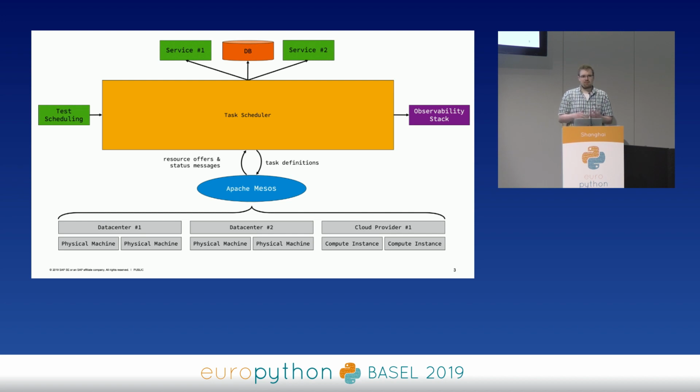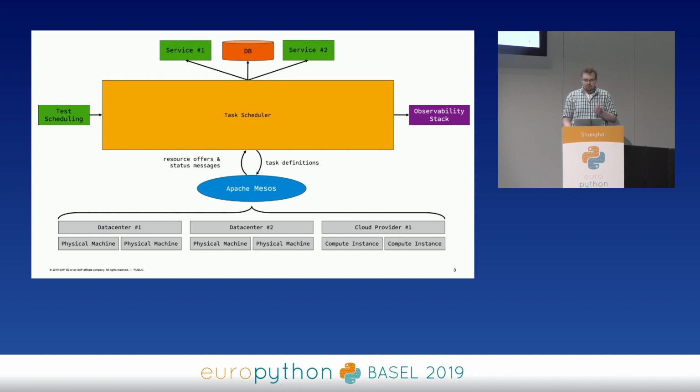Apache Mesos is something similar to Kubernetes, but a bit more low level. So what it provides us is some kind of an interface to resources of machines. At the bottom, you can see that we have multiple data centers with our own physical hardware, but also various cloud providers with cloud instances. Every time an instance has some resources available, they will send them over Apache Mesos to our own task scheduler. And our task scheduler then has to decide, okay, what kind of task should I now schedule on these available resources?